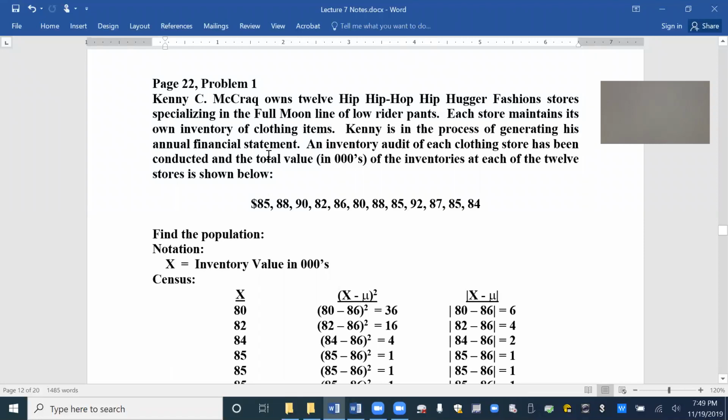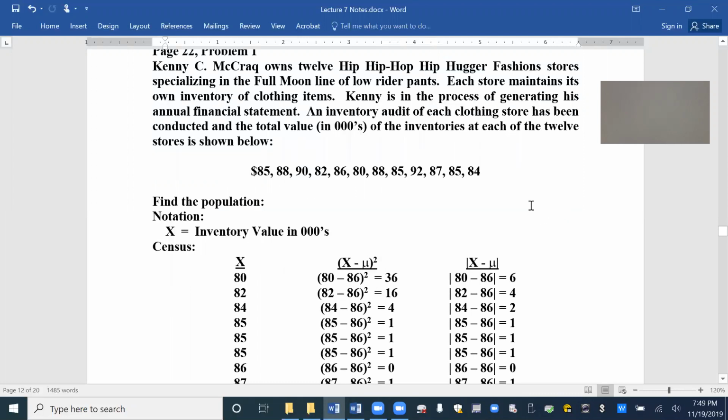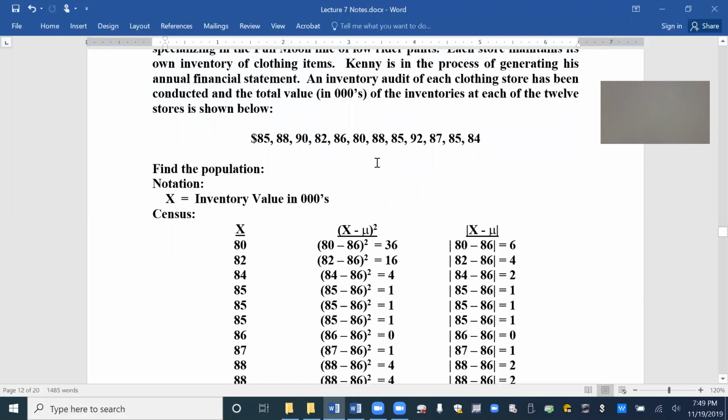Kenny just finished a full audit. It's a census. And the value of the inventory in thousands of dollars is given by the following. So here I have a census, our first census, and it's my 12 stores. Take the data, sort it.